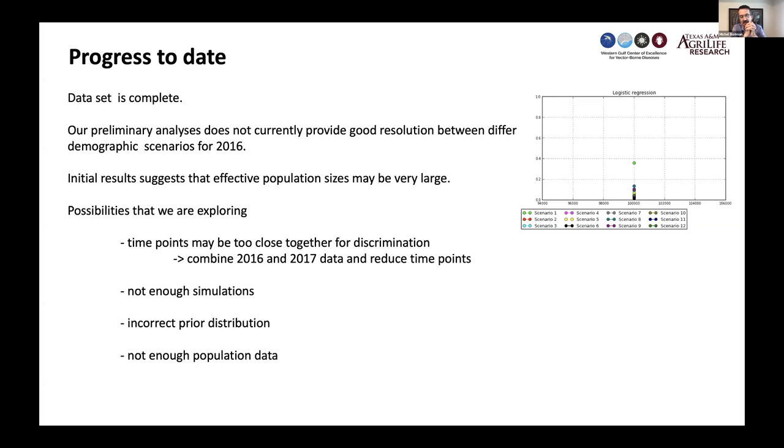So for each of these time points, we analyzed 96 mosquitoes for 15 microsatellite loci, which for a population genetic data set is a pretty good sample size, but for this kind of approach, it may not be sufficient yet. So, if nothing else works, we'll explore that possibility.